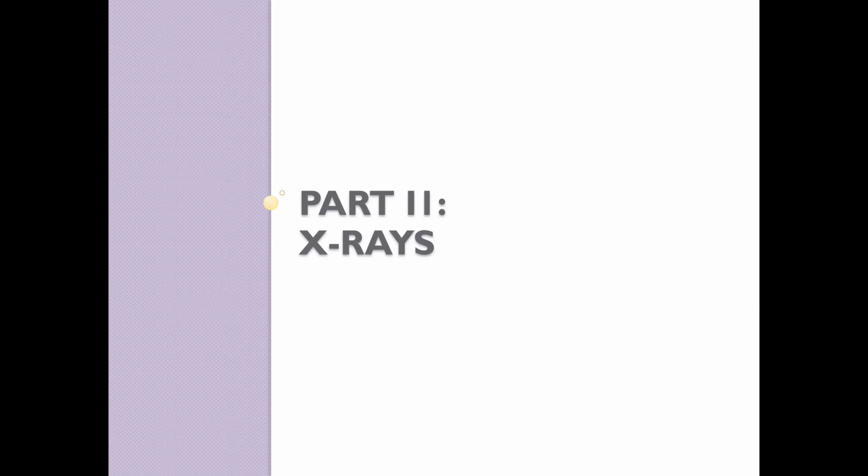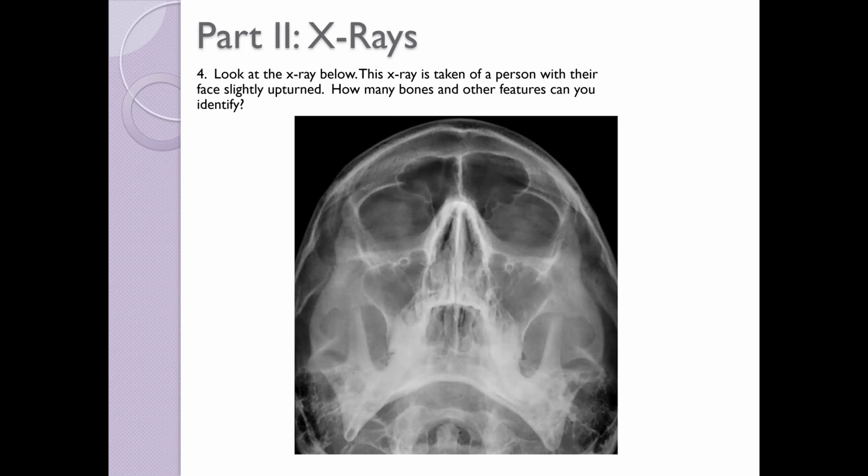In part 2, we're going to look at some x-rays and see what bones and bone markings we can identify on these. So number 4 says, look at the x-ray below. This x-ray is taken of a person with their face slightly upturned. How many bones and other features can you identify?